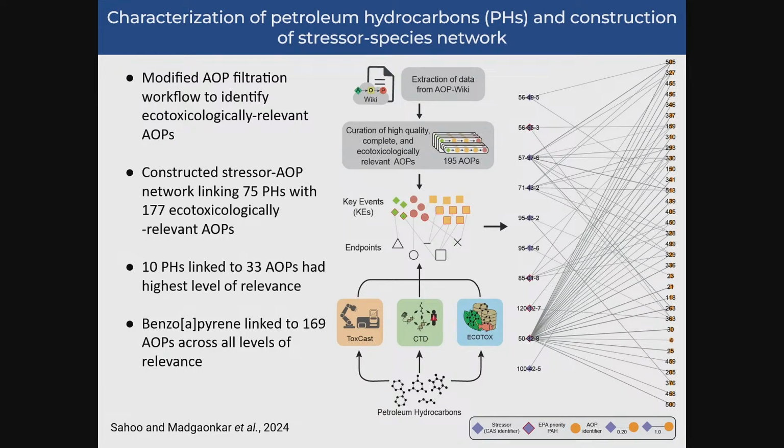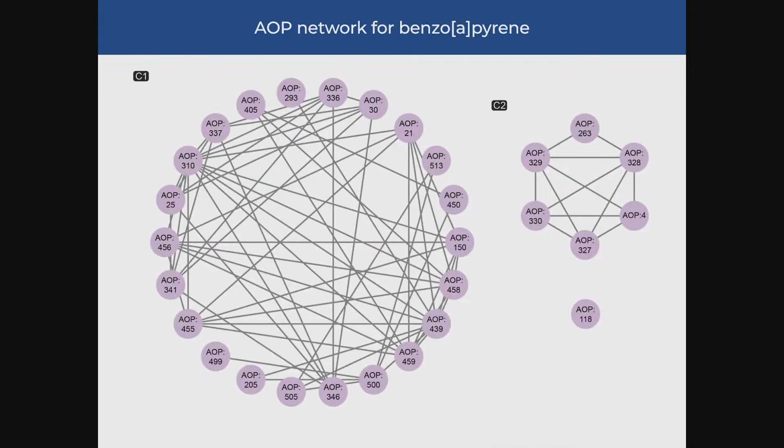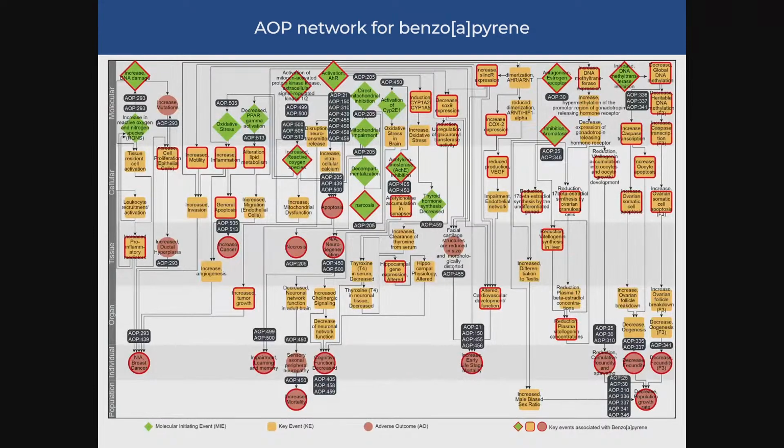What do you do next? Once you have this network, you select a particular chemical. In this case, it was benzopyrene. You take all the AOPs associated with it. So each of these nodes here is a pathway. Here we have all the AOPs associated with benzopyrene, and there is a link between them if they share a node among them. Now you can expand these and you get this particular network, and this tells you about various mechanisms.